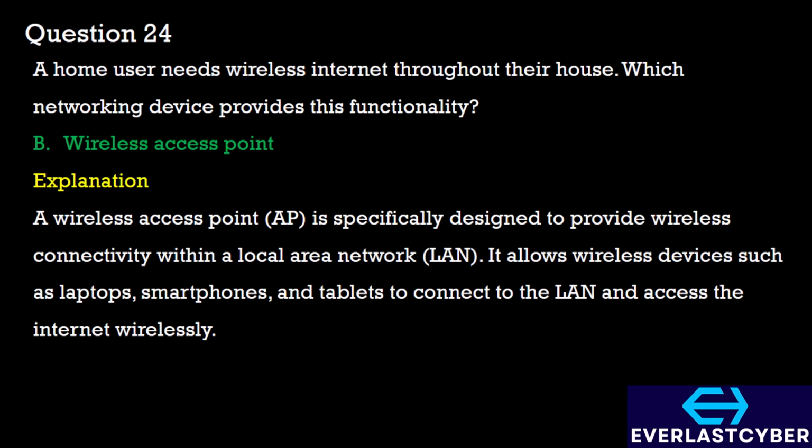A router does a different thing. It directs traffic between different networks. A hub repeats incoming signals to all connected devices, while a NAS is a device used for storing and sharing files over a network, but it doesn't provide wireless internet connectivity.